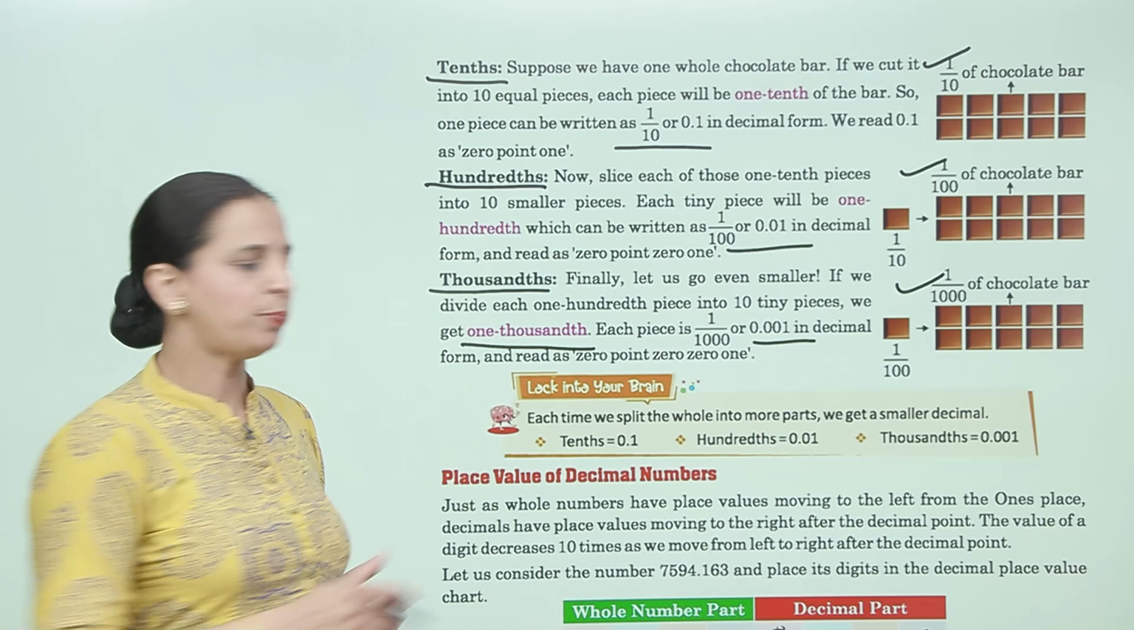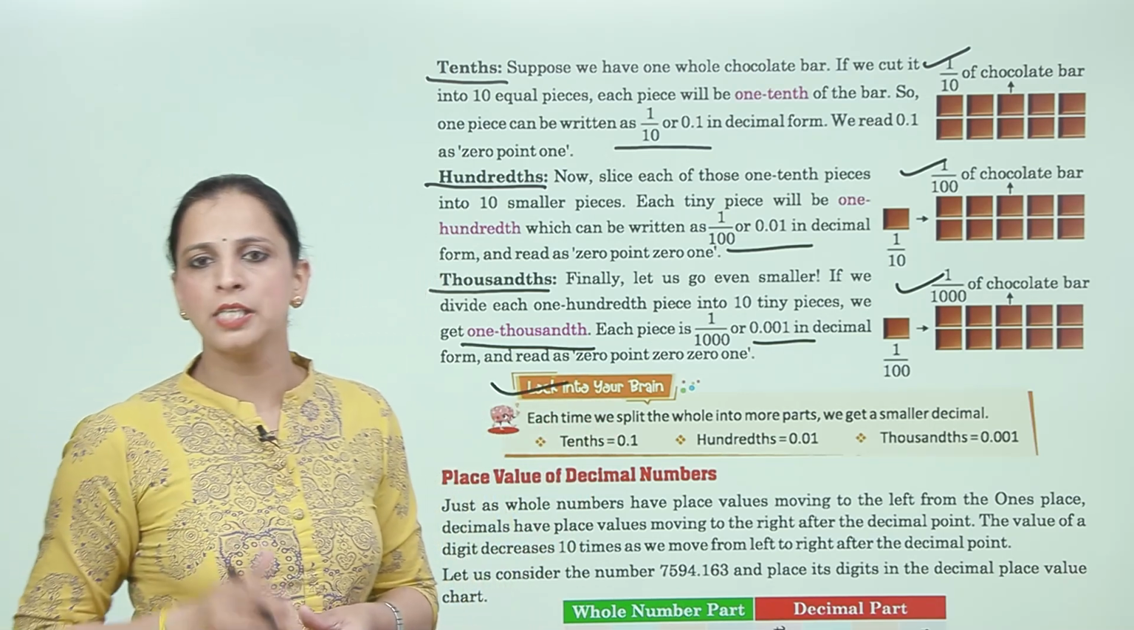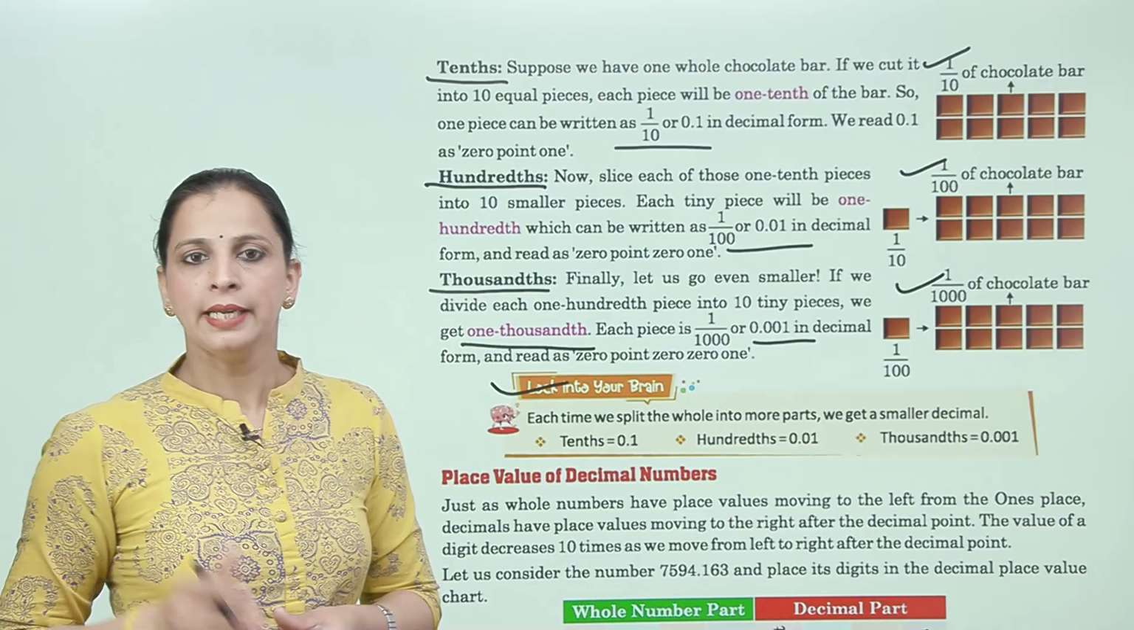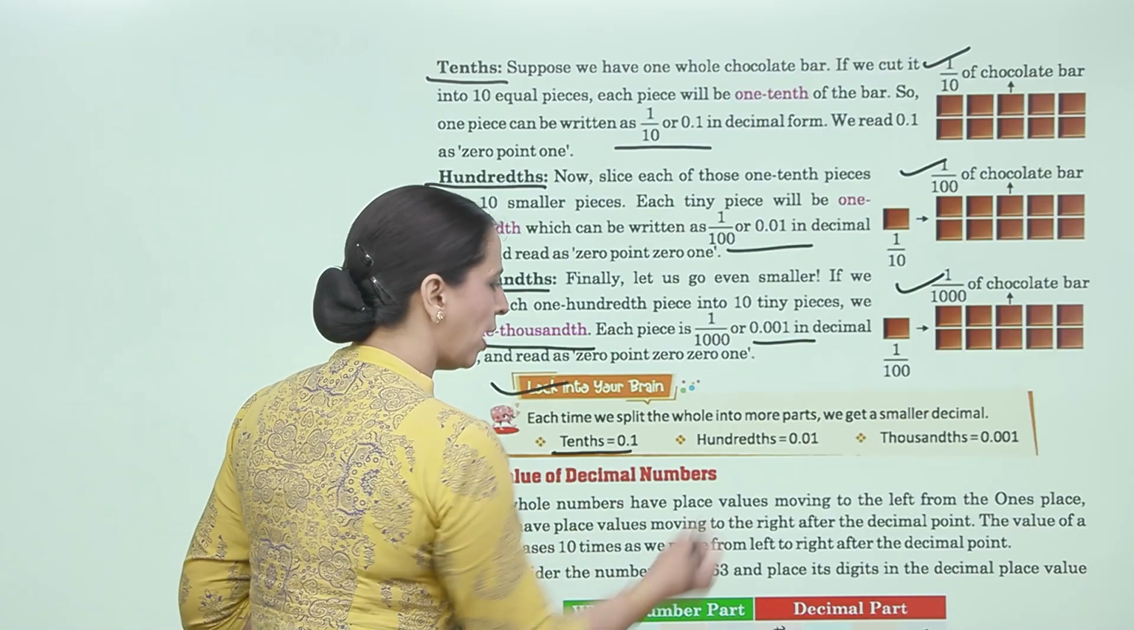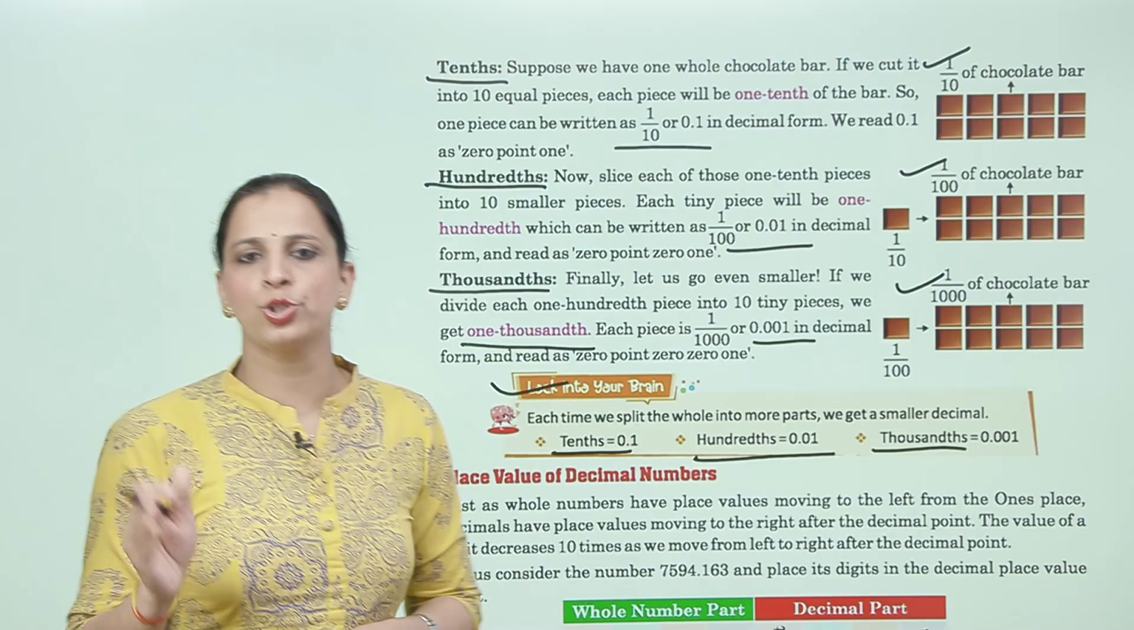Now, lock into your brain. Each time we split the whole into more parts, we get a smaller decimal. Tenth is 0.1, hundredth is 0.01 and thousandth is 0.001.